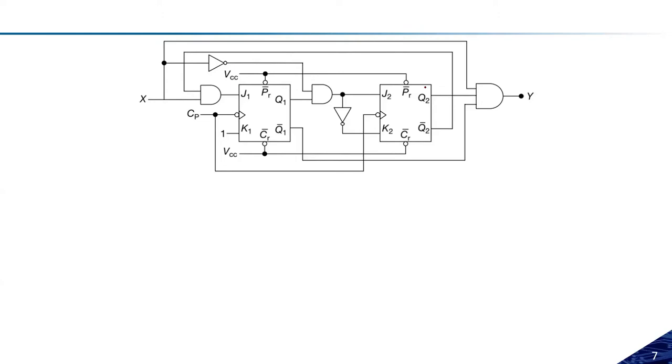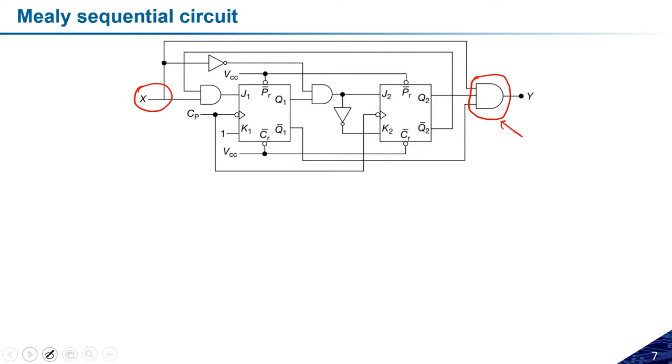Perfect, absolutely correct. See here, I have an input, so this one is the input and here the last one is the output combinational logic circuit, and the input is directly connected to the input of this output combinational logic circuit. So if this is the case, this kind of sequential circuit is nothing but the Mealy sequential circuit. The only difference that we have to identify between these two kinds of circuit is how the input is connected with the output combinational logic circuit. That's it. Based on that we decide which kind of sequential circuit it is.